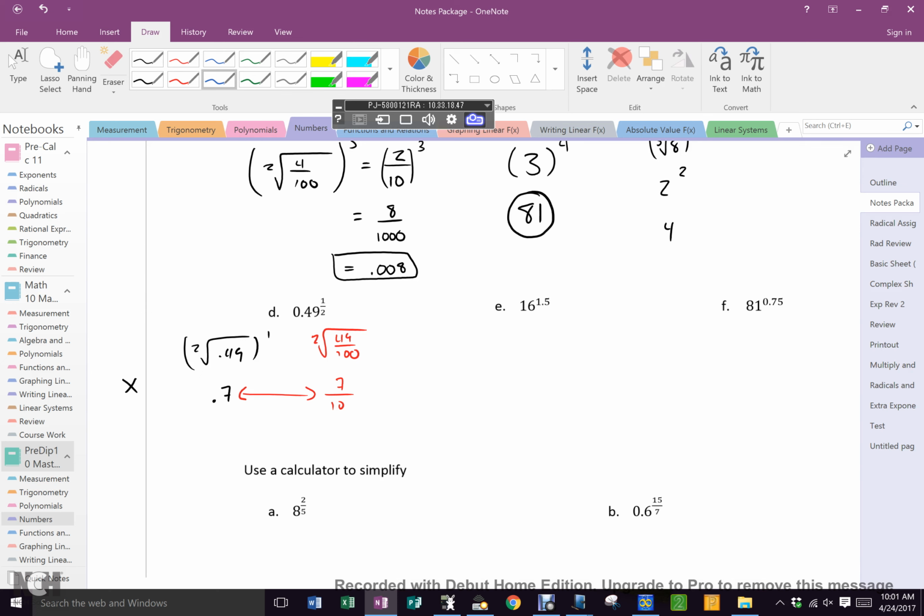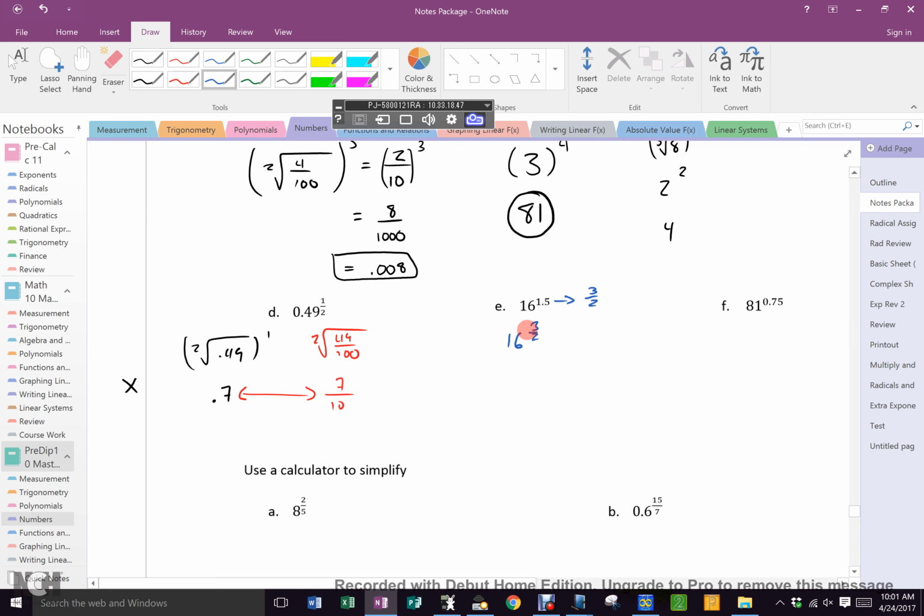What's weird about E? It's a decimal exponent. Have we done a law with decimal exponents? No, but we've done a law with what? Fraction exponents. And what are decimals? Fractions. That is 1.5. What is that as a fraction? 3/2. So this becomes 16 to the 3/2. Right? So what is that in real speak?